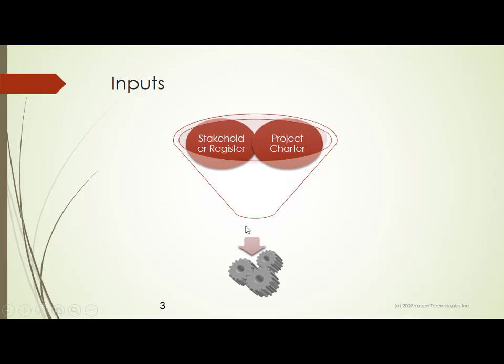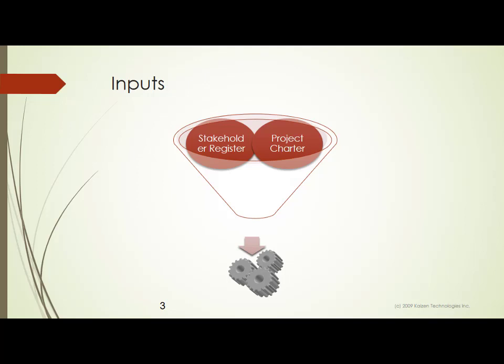Now in order to collect the requirements, you should have 2 inputs with you, which you already have now. You have a stakeholder register. So the stakeholder register will have all the names of the stakeholders. Okay, and every stakeholder will be numbered. There will be contact information about the stakeholder, and you also identified the influence of that particular stakeholder and the type of that particular stakeholder, whether he is a positive stakeholder or a negative stakeholder.